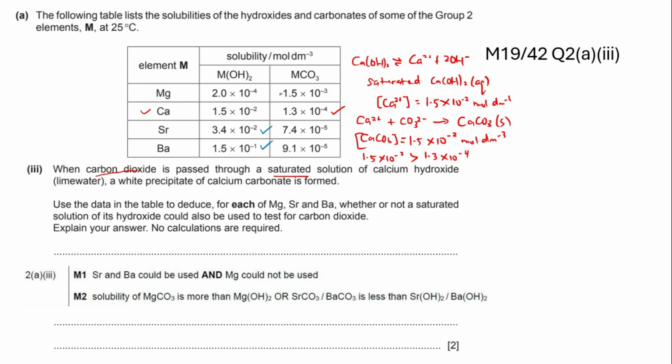Magnesium is different. The solubility of its carbonate is higher than the solubility of its hydroxide. So let's use this same working. A saturated solution of magnesium hydroxide. I get magnesium ion and also hydroxide ions in the solution. Now, in a saturated solution, the highest concentration of magnesium ion will be the same as its solubility.